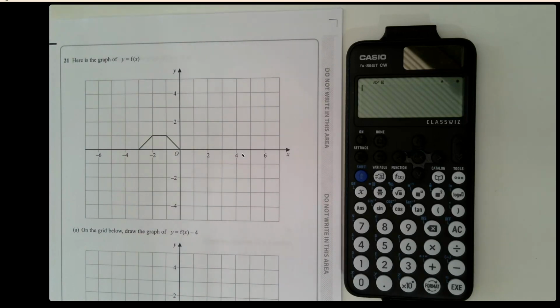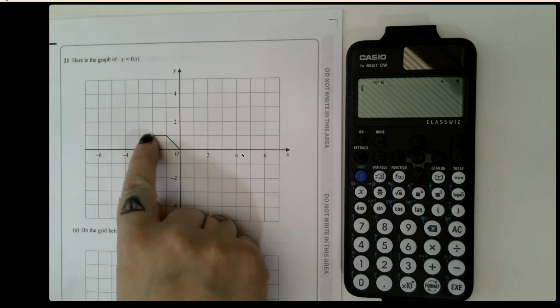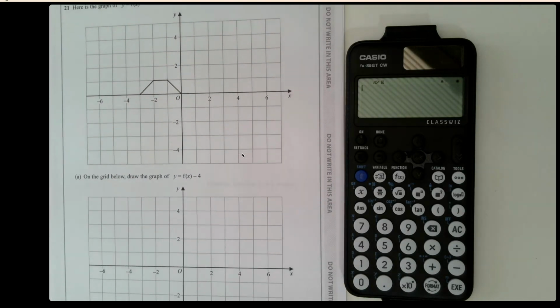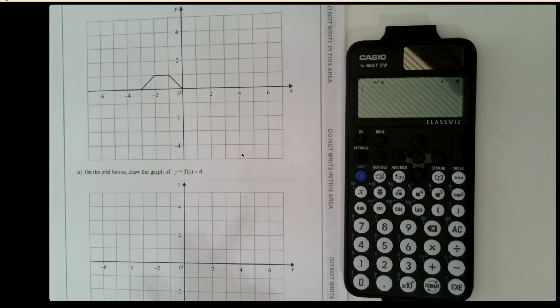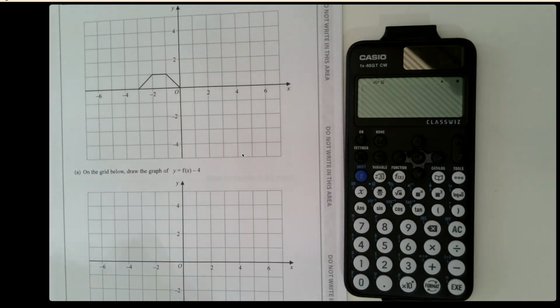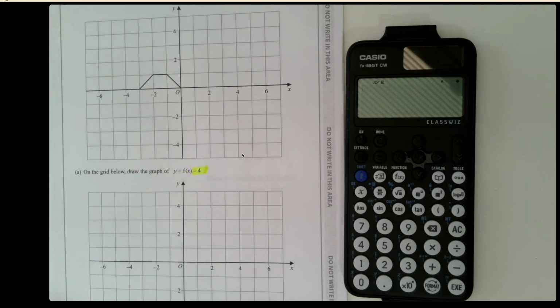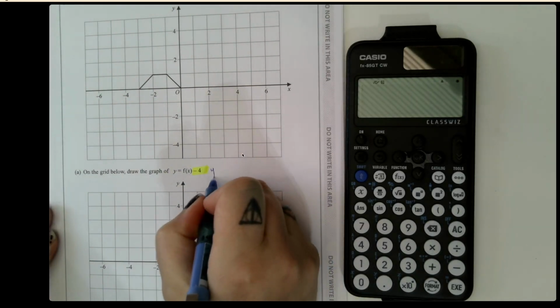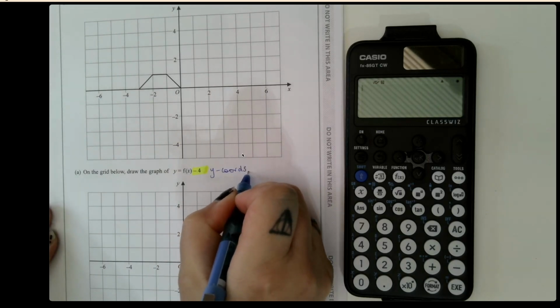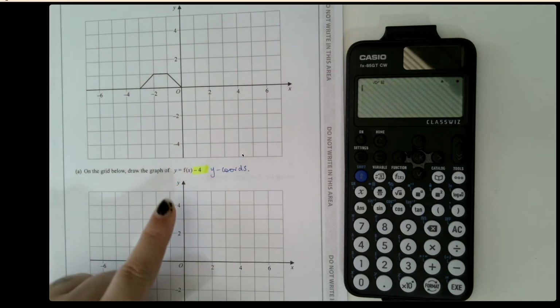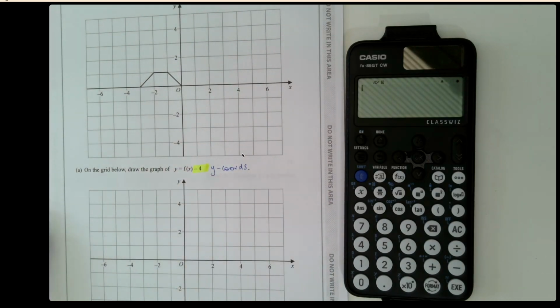Question 21. Here is the graph of y equals f of x. Part A. On the grid below, draw the graph of y equals f of x, subtract 4. So this subtract 4 on the end is outside of the bracket, so it impacts the y coordinates. So because it impacts the y coordinates, it means that this graph is going to shift down 4 places.